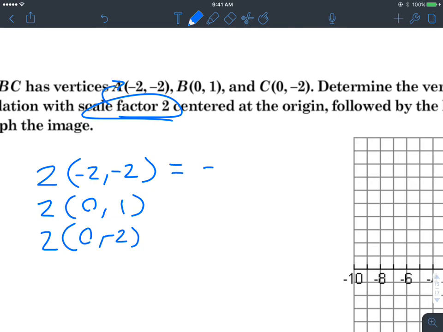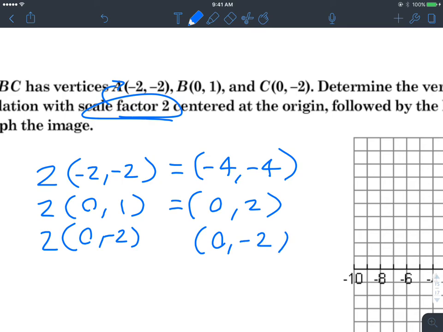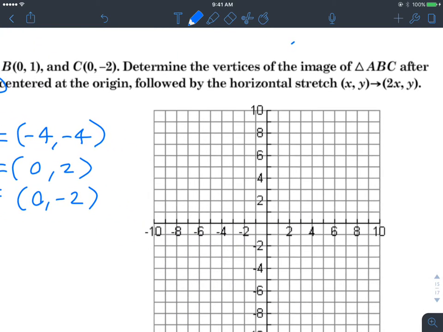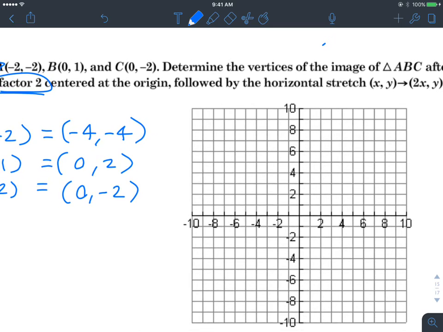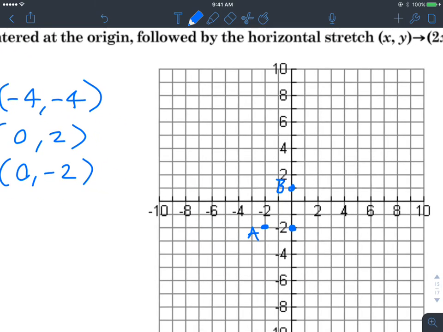So that's going to get us -4, -4, 0, 2, and then 0, -2. So those are your new points there. I'm going to go ahead and plot some of these as well. So -2, -2, that's A. B is 0, 1, and then C, 0, -2. Oh yeah, so it looks kind of like a right triangle here.